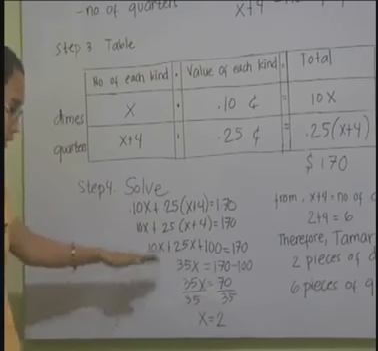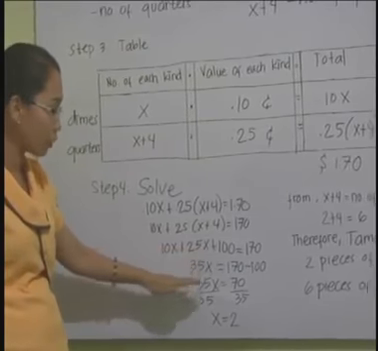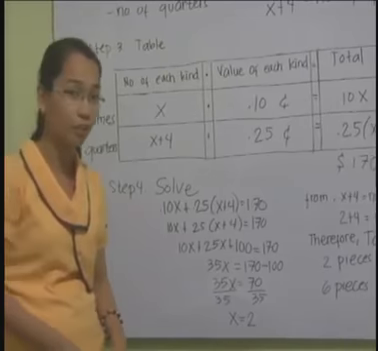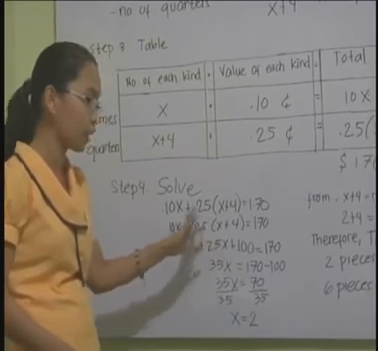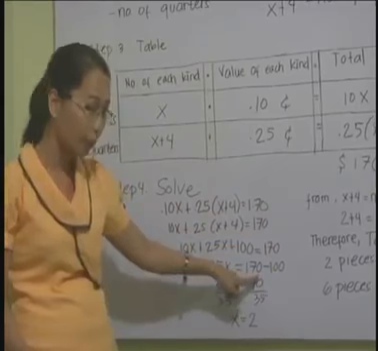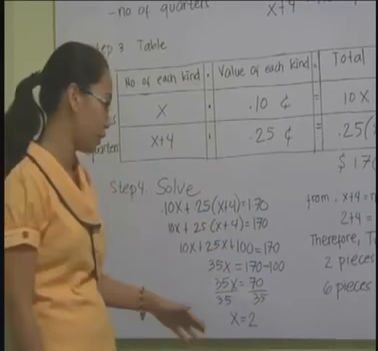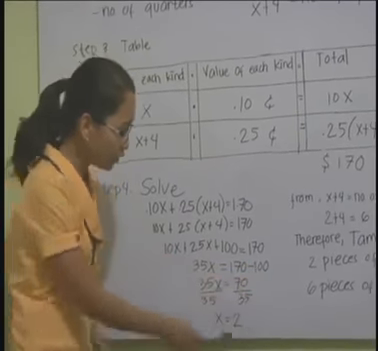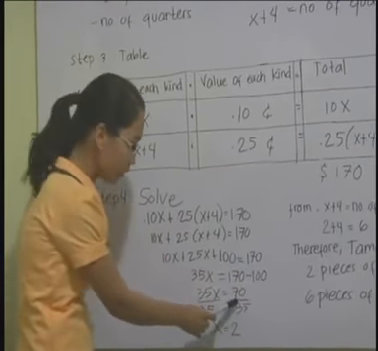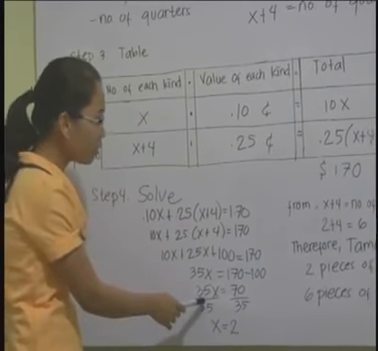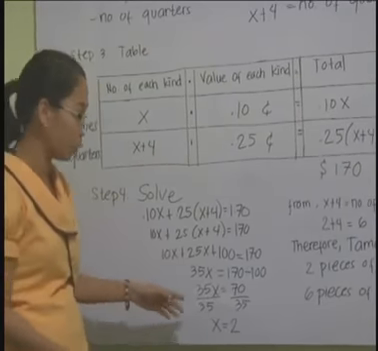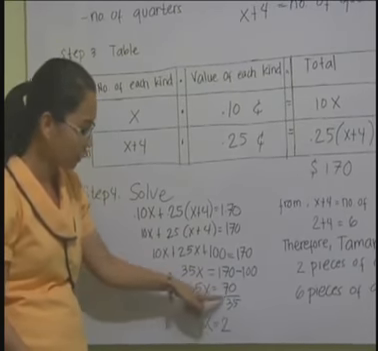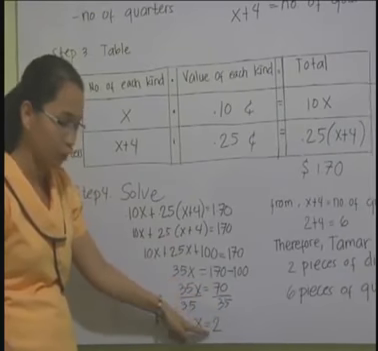Now, combine like terms: 10x plus 25x becomes 35x, plus 100, is equal to 170. By the properties of equality, we move the 100 from the left side to the right side, so it becomes 170 minus 100. So 35x is equal to 170 minus 100, that is 70. Then to get the value of x, we divide both sides of the equation by 35. So 35x divided by 35 is x, and 70 divided by 35 is 2.